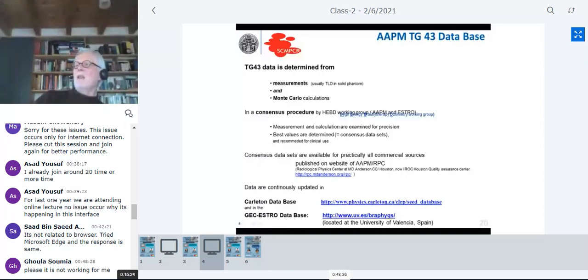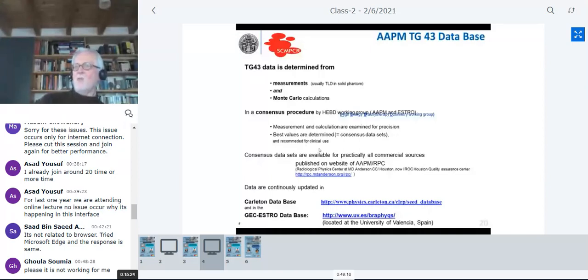That's a working group of AAPM and ESTRO, which examines these data, and then they decide which are the best data, the most valid data, which is normally a mix or a compromise between measured data and Monte Carlo calculated data. So these are best values of the data, so-called consensus data sets, and that is what is published on the internet and is recommended for clinical use, and that is what your planning system uses.